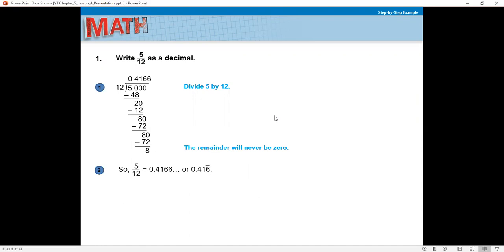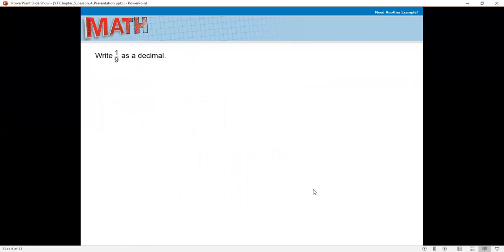So 5 over 12, or 5 divided by 12, equals 0.416 with a bar over the 6. This is bar notation. That little straight line above the 6 tells the reader that that 6 is going to keep going forever. Here's another example. Write 1/9 as a decimal.